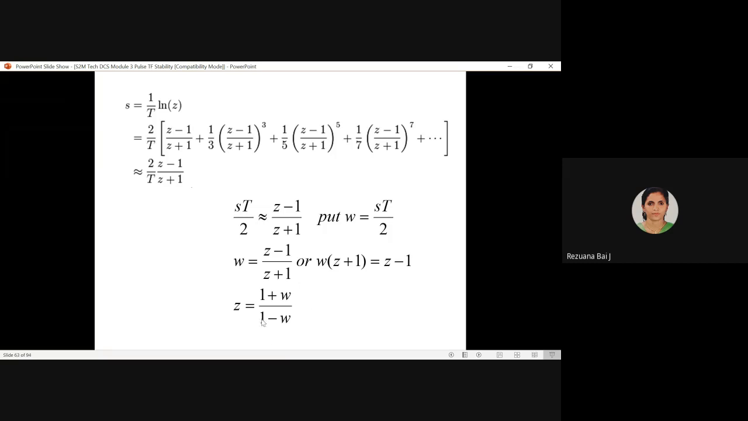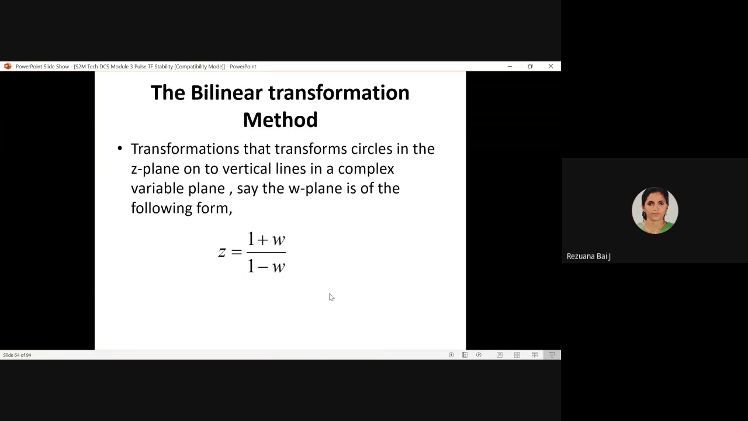After doing the bilinear approximation or bilinear transformation, which is nothing but a first order approximation, z is equal to 1 plus w by 1 minus w, where w is a plane which is the same as, in the sense you will have st by 2, that is the S plane. For t equal to 1 or 2, it has the same points as that of the S plane. So w resembles the S domain. That is the final essence of this.